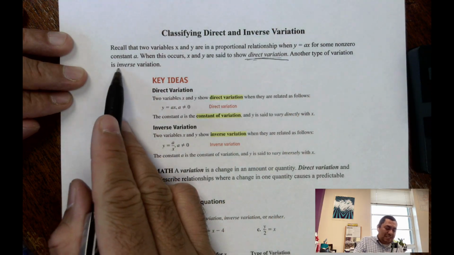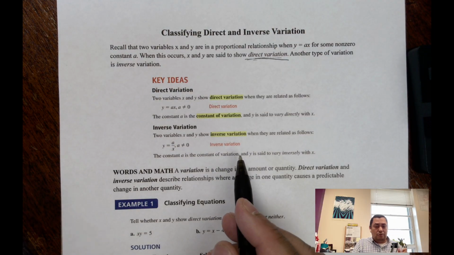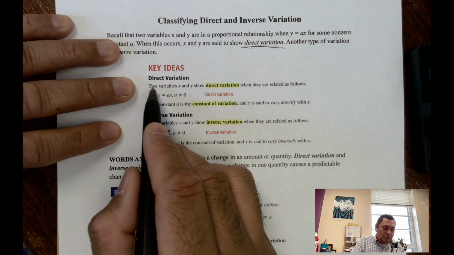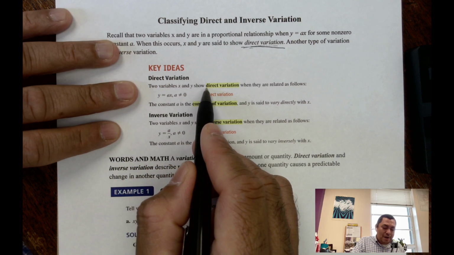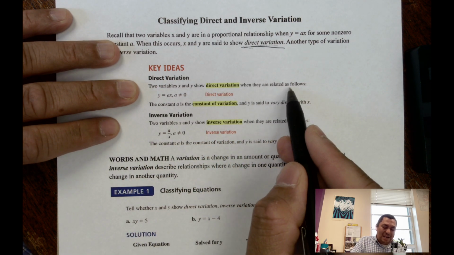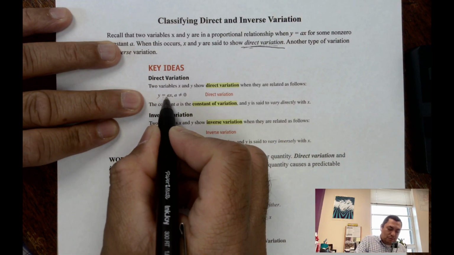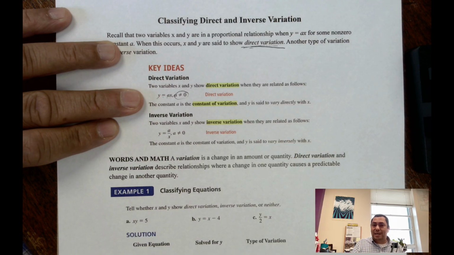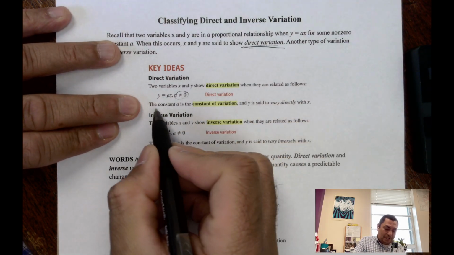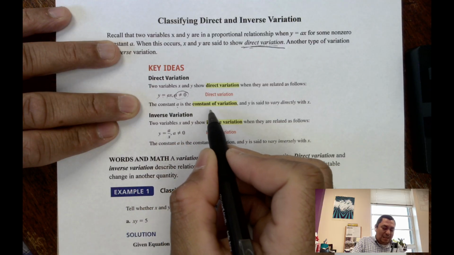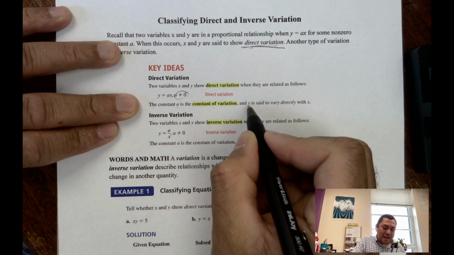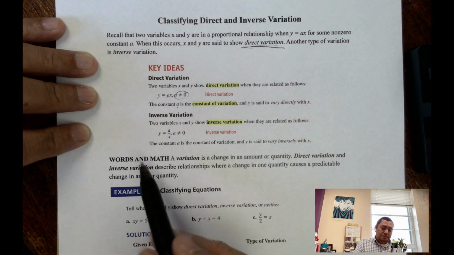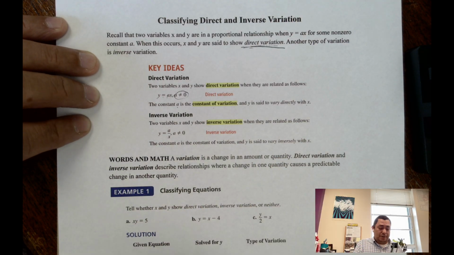Another type of variation is inverse variation, which we are going to study in a moment. Direct variation: two variables x and y show direct variation when they are related as follows. y equals a times x, where a has to be different than 0. This is a direct variation. The constant a is the constant of variation, and y is said to vary directly with x. We're going to explain why with an example in a moment.